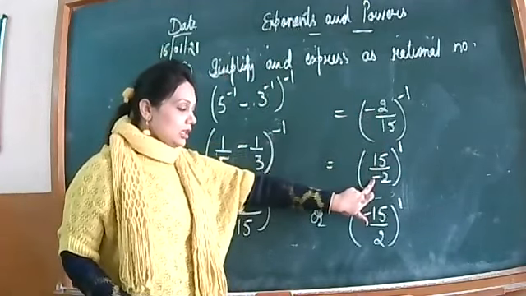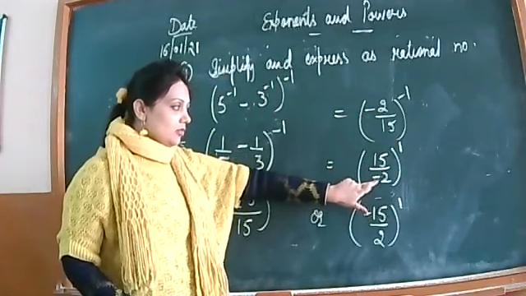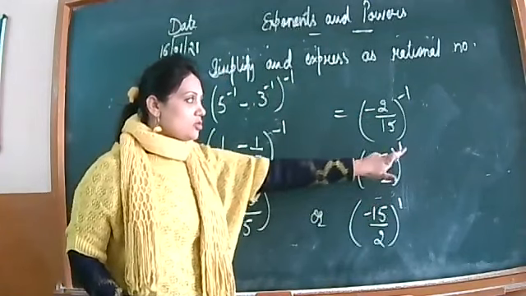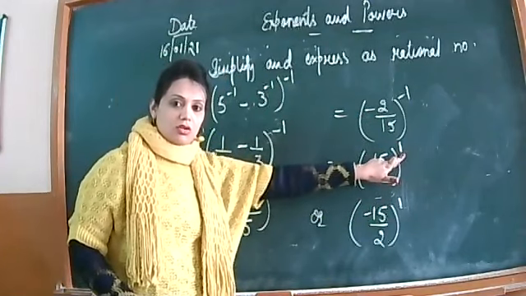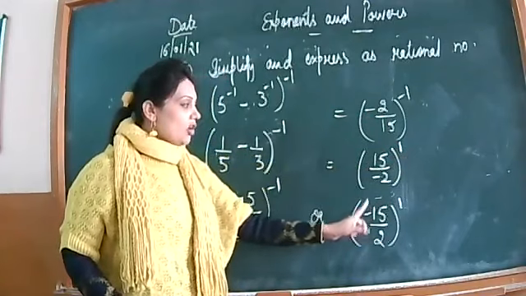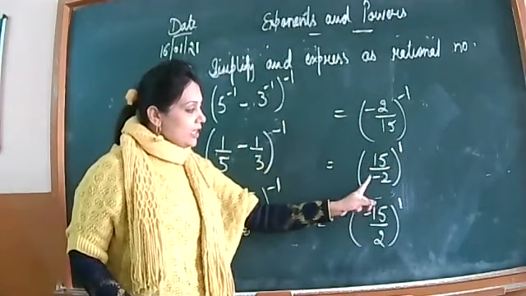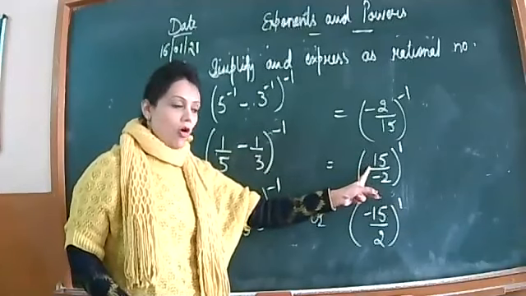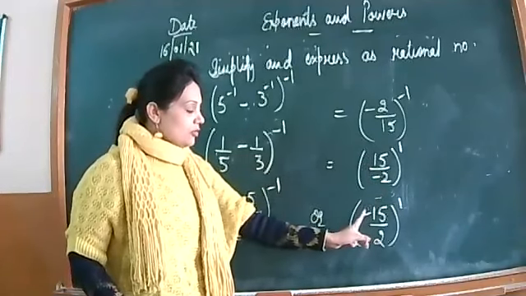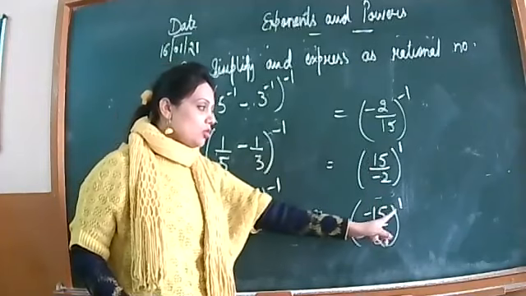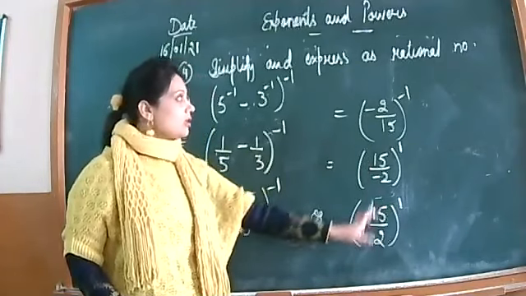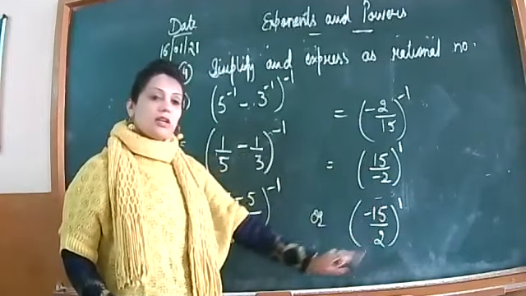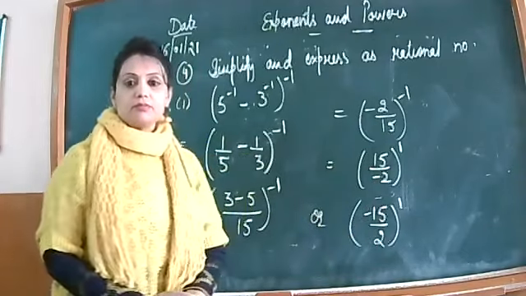If you are taking it in the denominator, then 15 by -2 raised to power 1 also is the answer. And usually, the negative sign, where do we usually write it? In the numerator, because that is only the standard form. So minus, we will write -15 by 2 raised to power 1. This is expressed as a rational number.